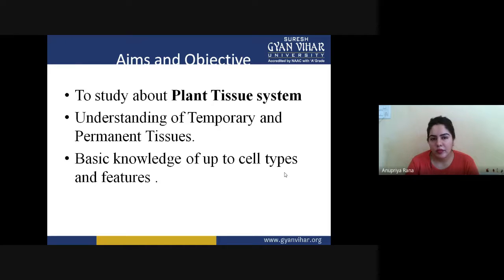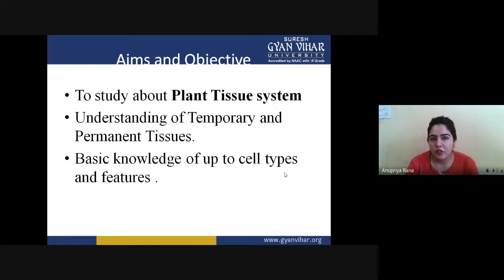We have to study what the types of plant tissue system are, and understand temporary and permanent tissue. These are the two broad categories that come under the plant tissue system: temporary plant tissue system and permanent. As the name suggests, the temporary one is basically the meristematic tissue, which is present in the very first stage of plant development. Secondly, the permanent tissue.